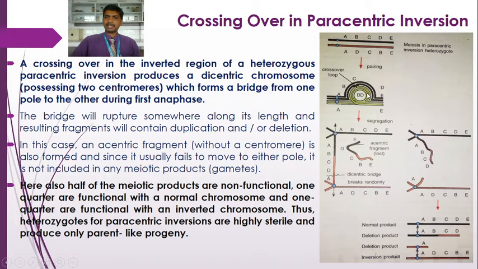So this loop we can see in the prophase first of meiosis that has been detected cytologically. When the crossing over occurs after pairing, it forms a dicentric chromosome that extends from one pole to the other pole in the form of a bridge. So this is a bridge. These are the two centromeres. So this whole chromosome is a dicentric chromosome.